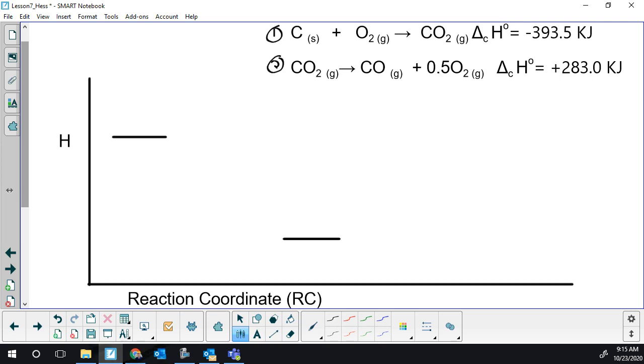So the first reaction is pure carbon plus oxygen, and the stoichiometric coefficients do matter. So it's 1 carbon plus 1 oxygen. That's going to produce carbon dioxide.